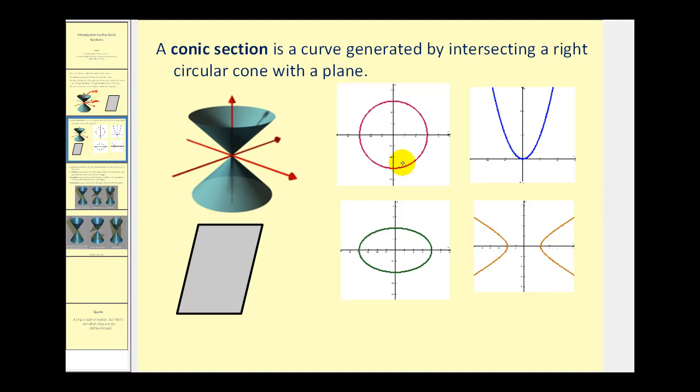The first is the circle, as we see here in red. The next is the ellipse, which looks more like a flattened circle. In blue we have the parabola, which you should already be familiar with. And then lastly we have the hyperbola. And this shape is different than the parabola. Let's take a look at how these four conics are formed.